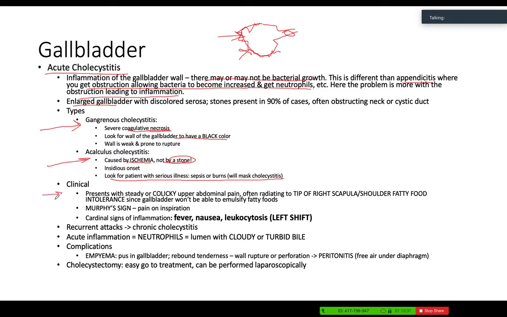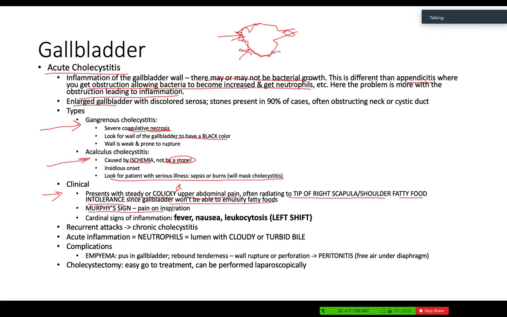How do patients present? This is what we want to look for. Steady or colicky, meaning coming and going, right upper abdominal pain. Right upper abdominal pain, that's typical. And this pain will radiate to the tip of the right scapula or shoulder, and these patients will be intolerant to fatty food because the gallbladder cannot emulsify those fatty foods.